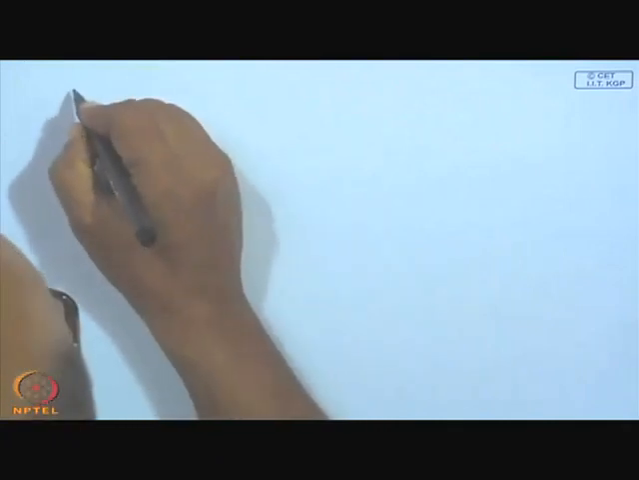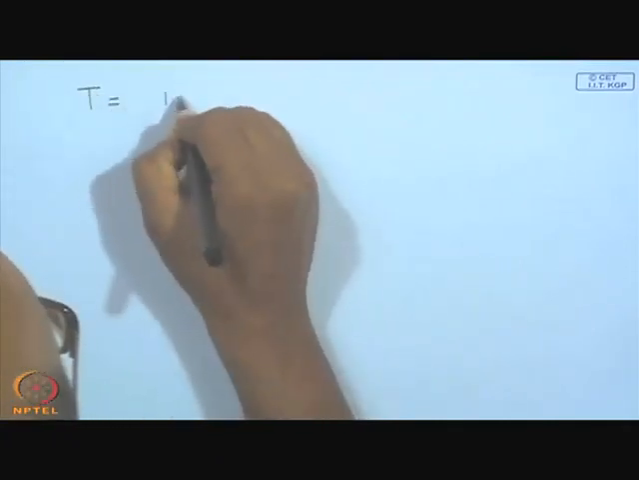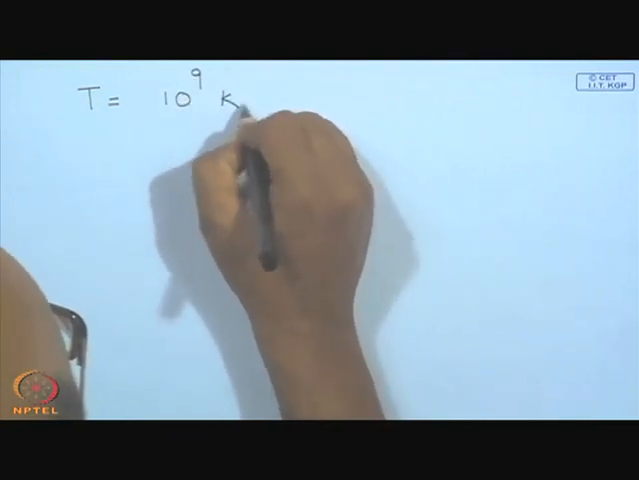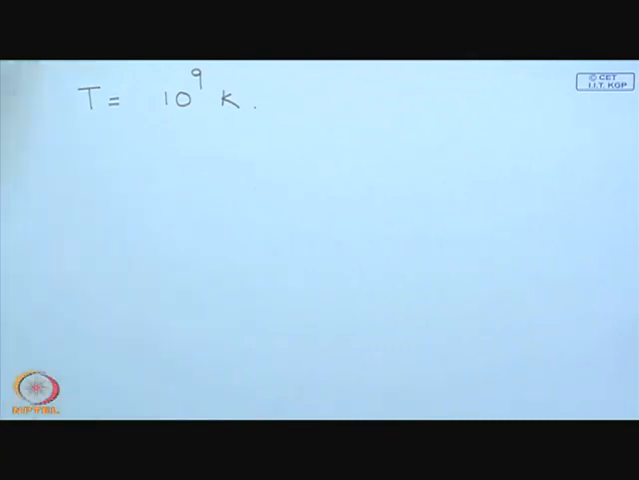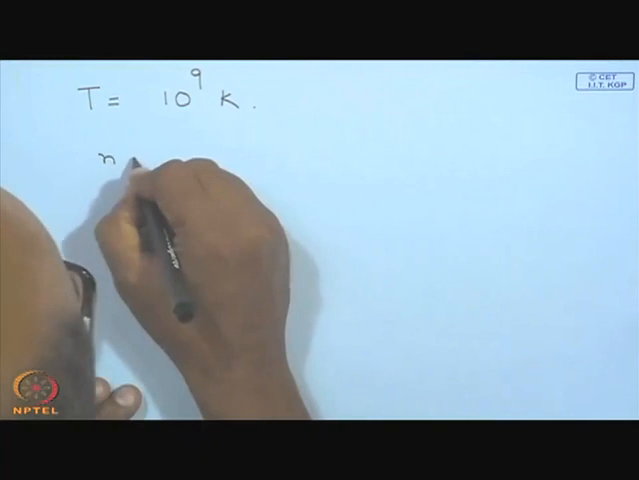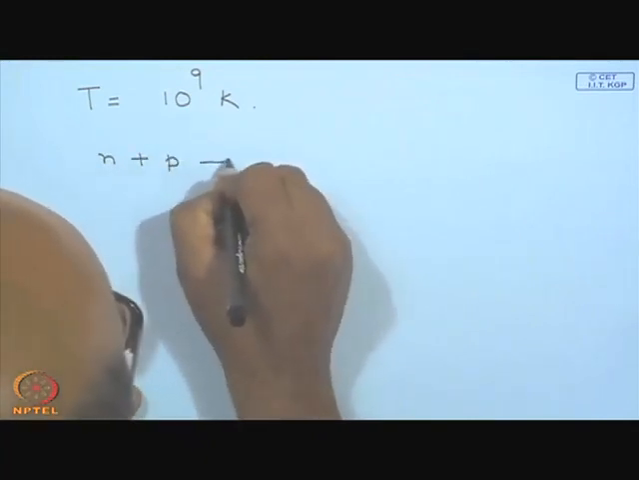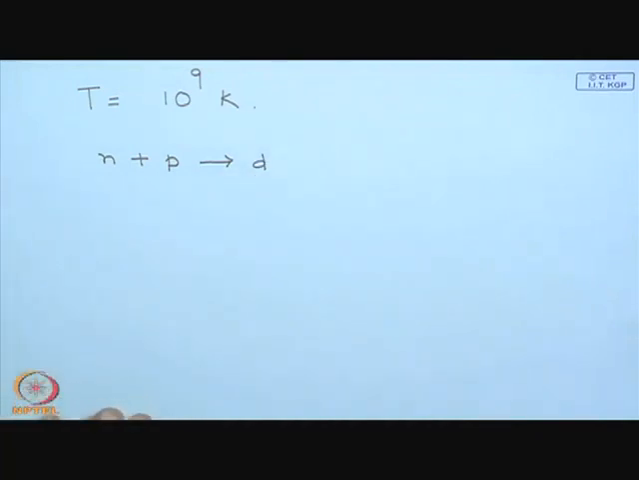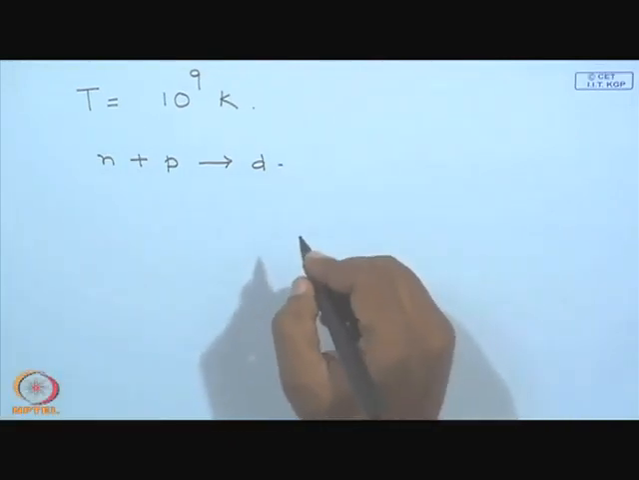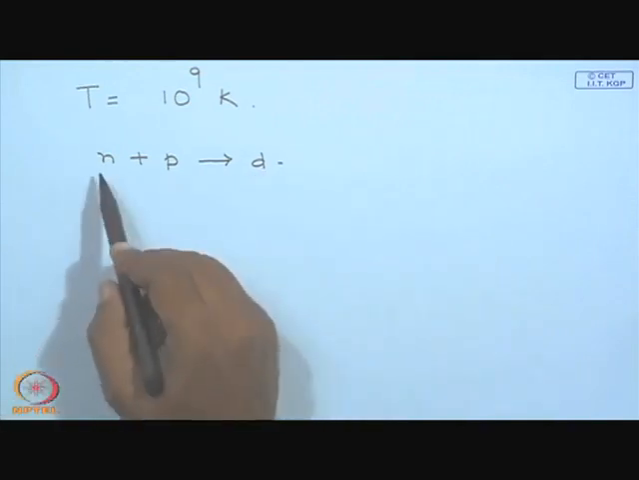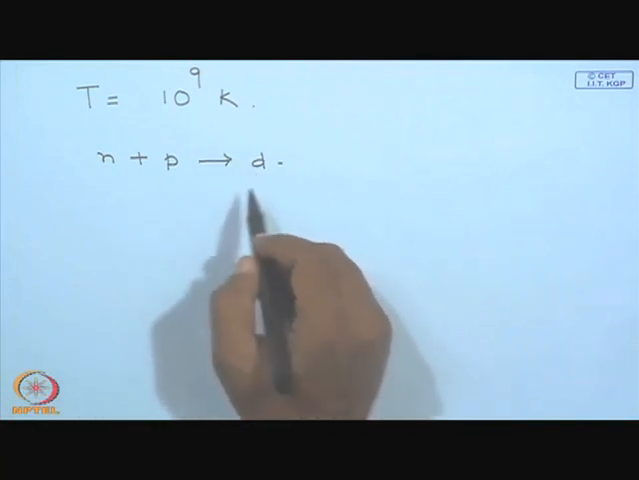We have been discussing Big Bang nucleosynthesis, and we learned in the last lecture that Big Bang nucleosynthesis starts at a temperature of 10 to the power 9 Kelvin, where for the first time the reaction neutron plus proton combining to form deuterium is able to produce significant amounts of deuterium.